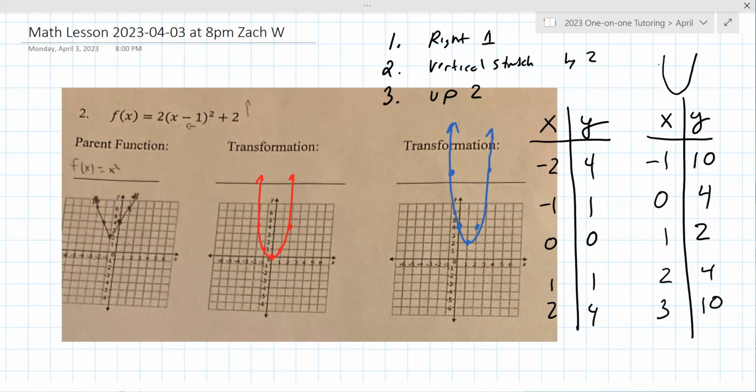All right, all right. Let me find another one that works kind of nicely. All right, let's do number 5 next.